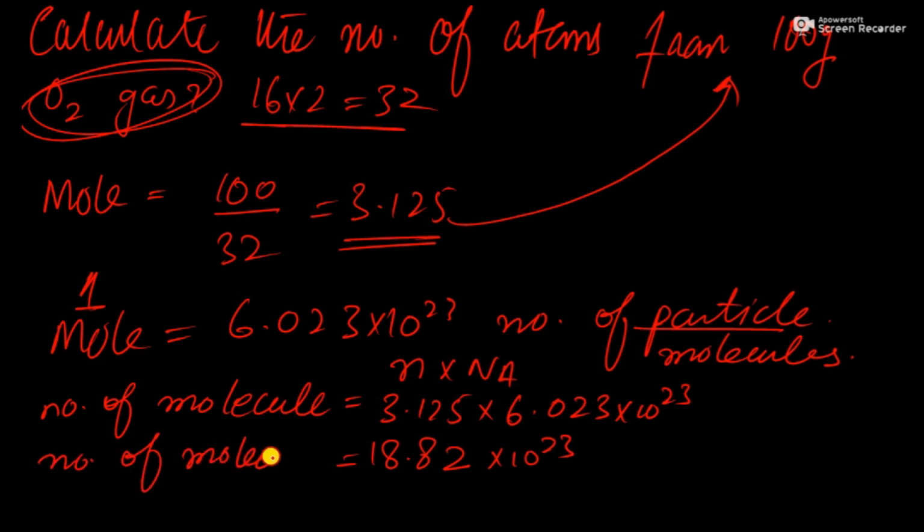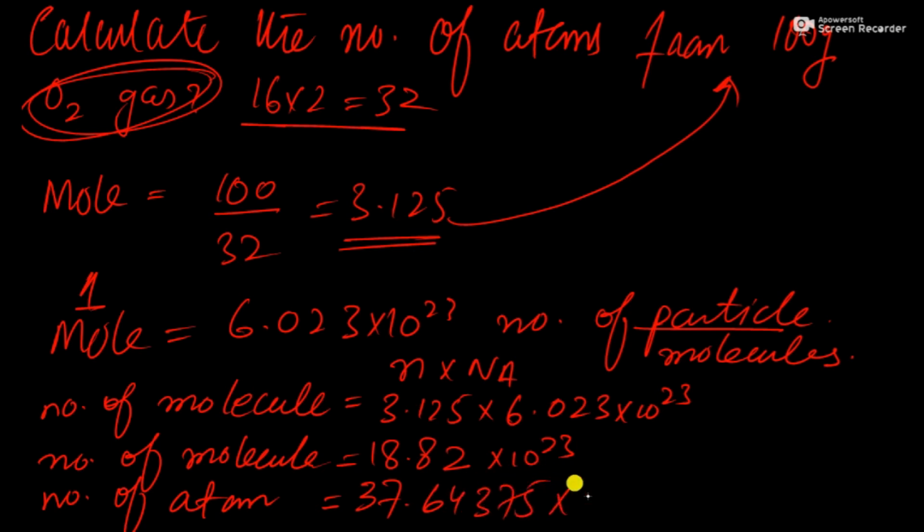But what we have to find is the number of atoms. We know that 1 molecule of oxygen contains 2 atoms of oxygen. So we can multiply it by 2 to get the number of atoms of oxygen in this. So we can even calculate the number of atoms by Avogadro number. Okay, let's have one more example.